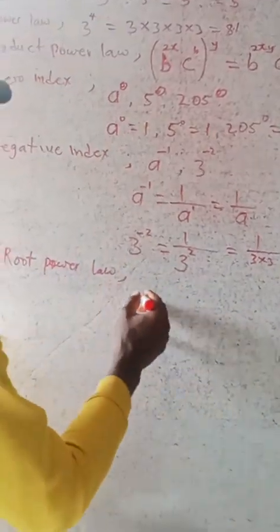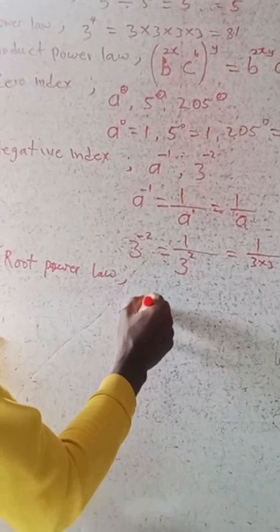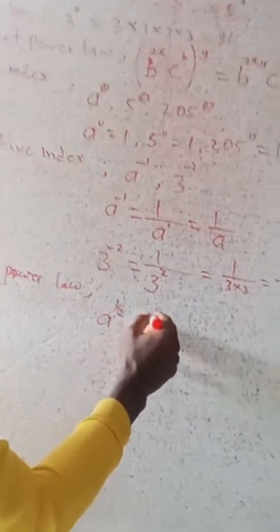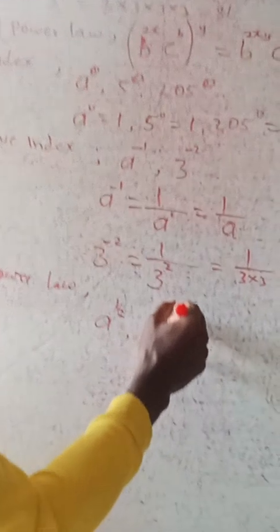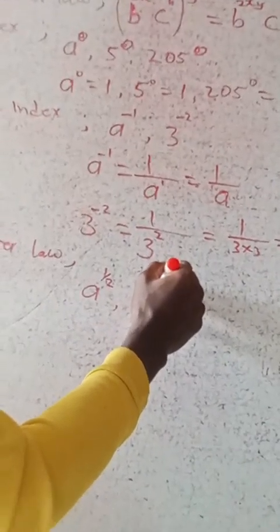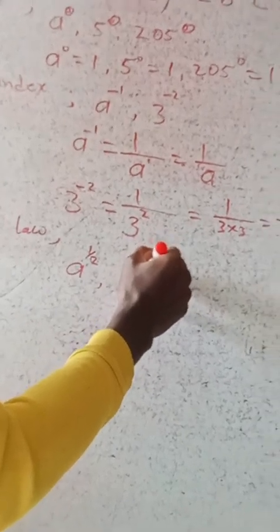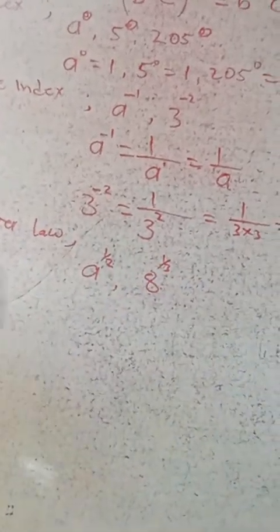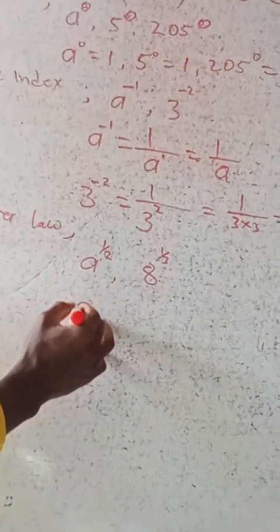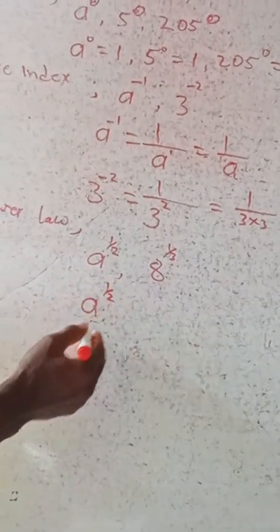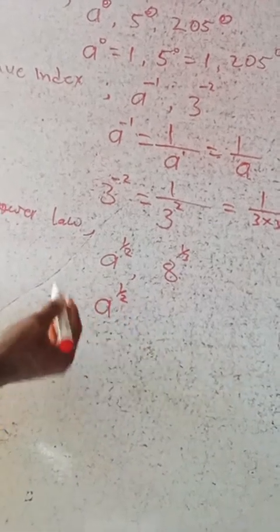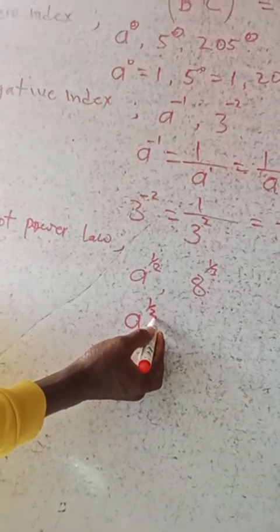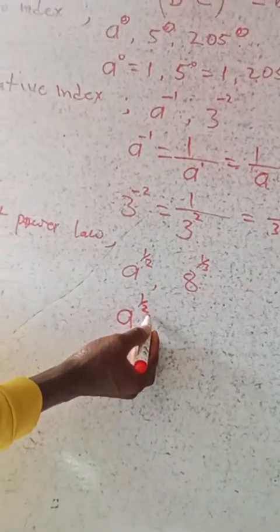For instance, if I have a raised to power 1 over 2, or maybe I have 8 raised to power 1 over 3, something like this. What this means is it's talking about the root. If you have a raised to power 1 over 2, the root we are talking about will be formed based on the denominator of the power, and here the denominator of the power is 2. So 2 is going to form the root.